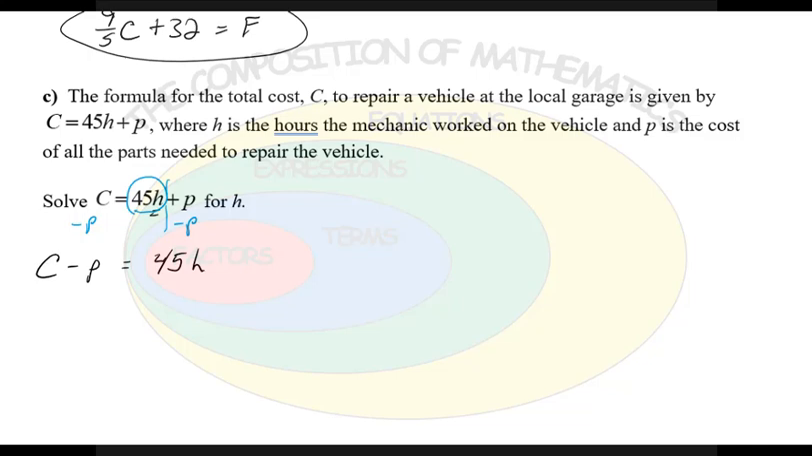And finally, to get H by itself, we want to cancel that factor of 45 by attaching a fractional factor of 45 in the denominator. Now I have to be careful on the left, is to make sure that whole left side becomes a fraction with 45 in the denominator. So I end up with C minus P all over 45 equals H.